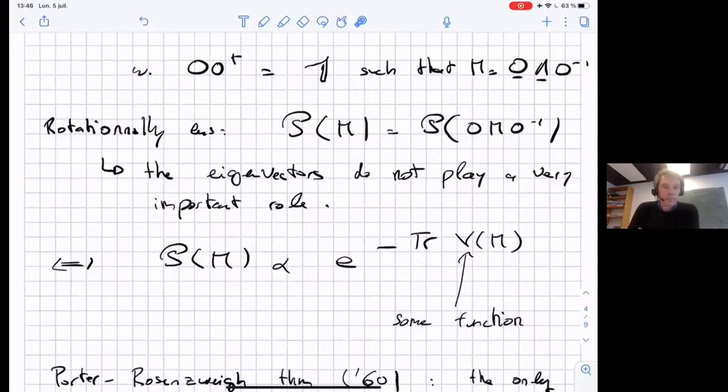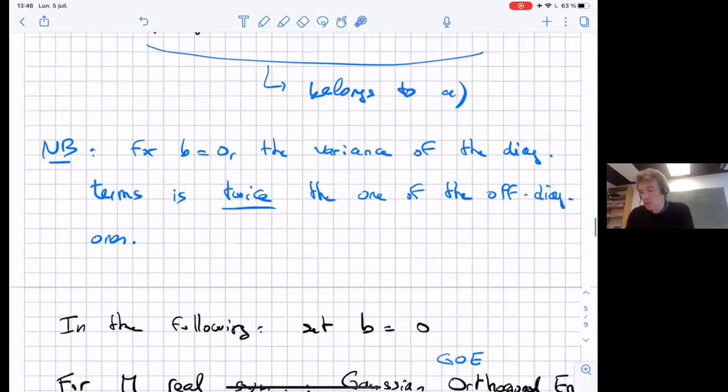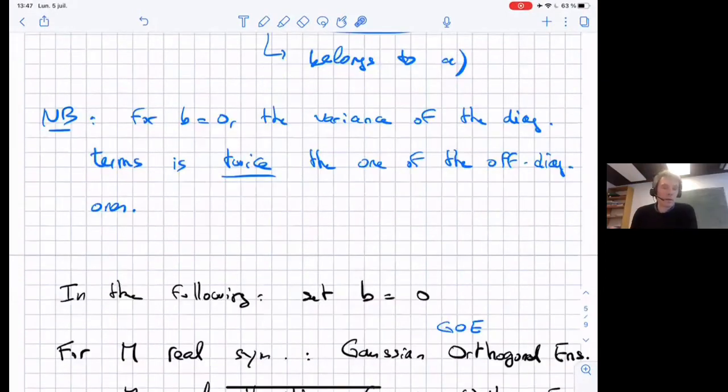So in these ensembles, the eigenvectors play a very minor role, at least if you do not specify it. Of course, you can condition and ask, for instance, how the eigenvectors corresponding to the eigenvalues look, or these kinds of questions. But even this kind of question is a little bit less interesting than for other ensembles.